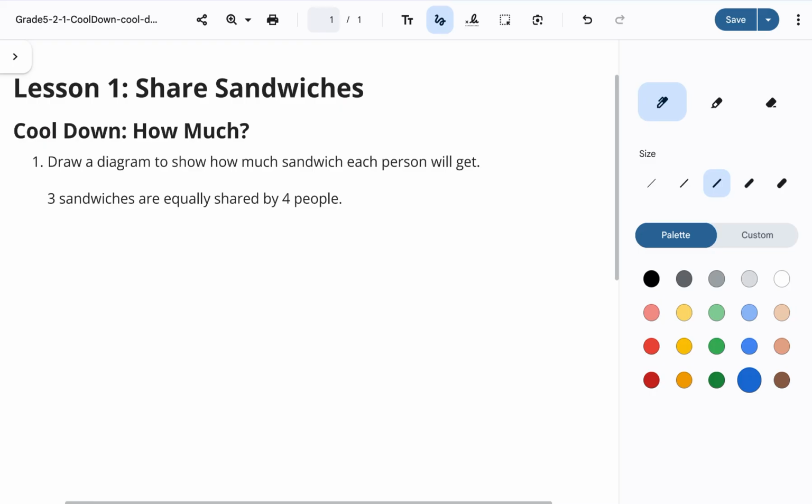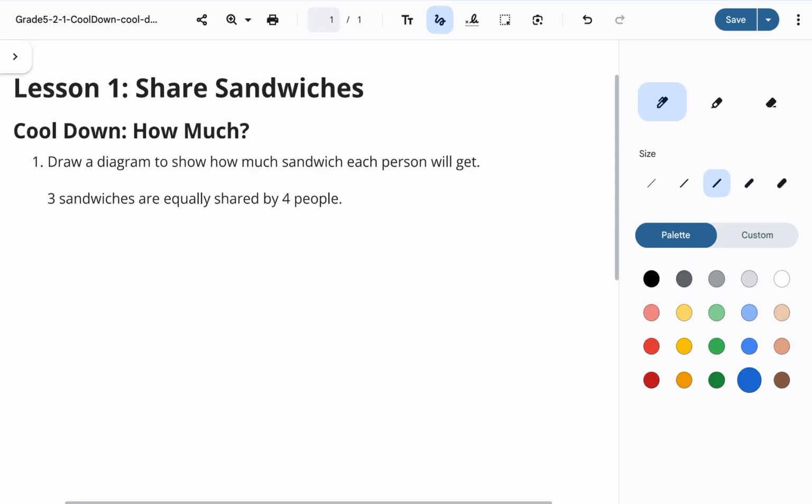And in this cool down, we're really answering the question, how much? Number 1 says to draw a diagram to show how much sandwich each person will get. And the situation is stated below. 3 sandwiches are equally shared by 4 people.